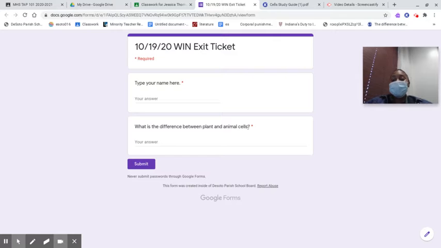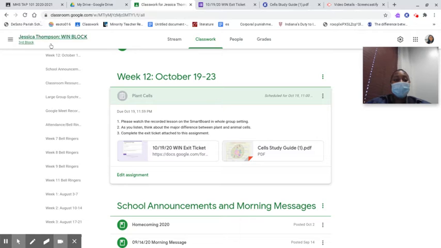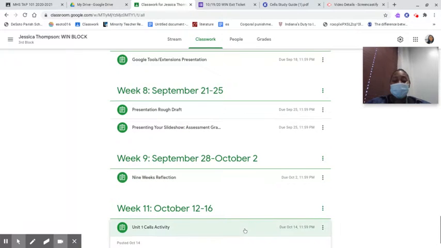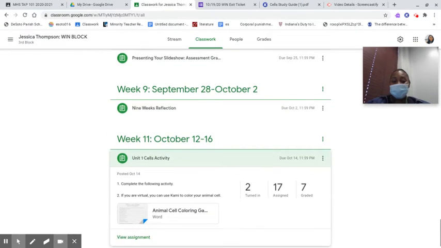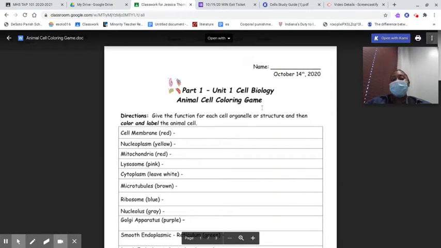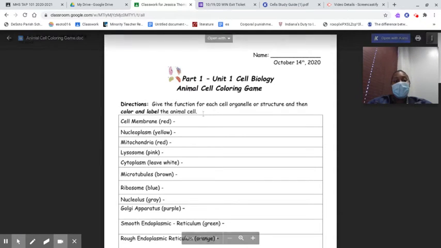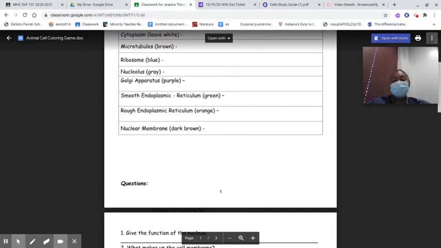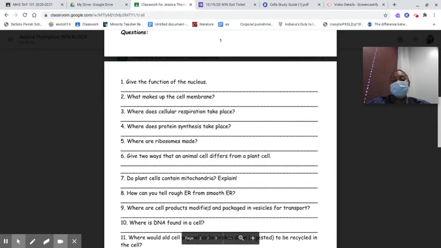Also, if you did not submit the work that was due last Friday, which would have been this assignment, I will show it to you very quickly, which would have been the work from week 11, this Unit 1 cells activity. Several of you turned it in, but some of you did not. This is the animal cell coloring activity that we did when we went over the PowerPoint, and you were supposed to fill in each of these boxes with the function of these cellular organelles. If you have not turned this in, it needs to be turned in along with the questions that follow.